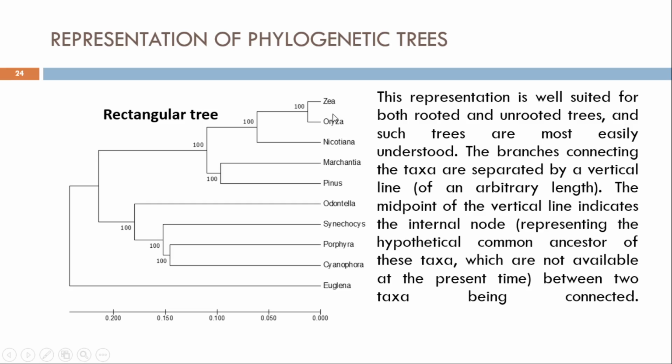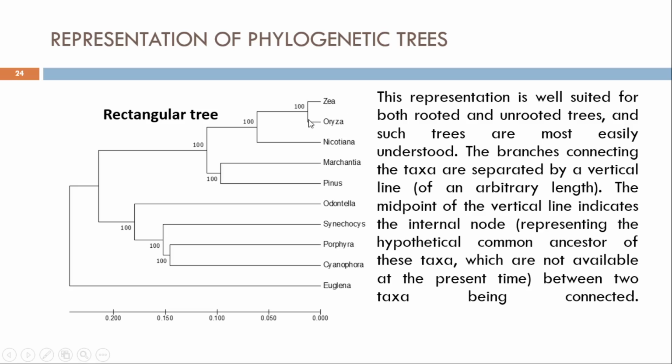So Gia and Oryza both have the branches, right? And both branches are connected by one vertical line. If you are talking about the phylogram, I told you that the branch length may vary. It may increase or decrease. And if it is the cladogram, then definitely the branch length is going to be the same.